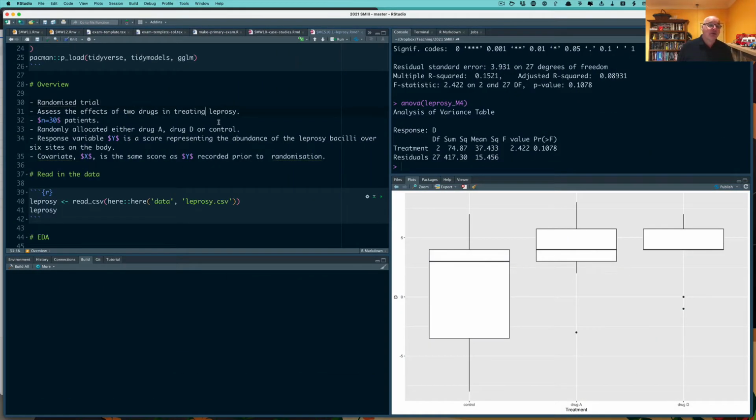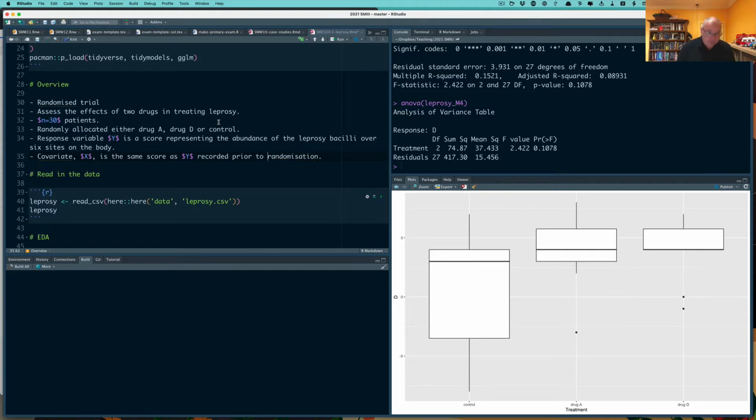It's a randomized trial. We've got 30 patients in total, and they're randomly allocated to drug A, drug D, or control. What we measure is a response variable Y, which is a score representing how abundant the leprosy bacilli are over 6 sites in the body. And we also measured it beforehand, before we even gave them the treatment, this abundance.